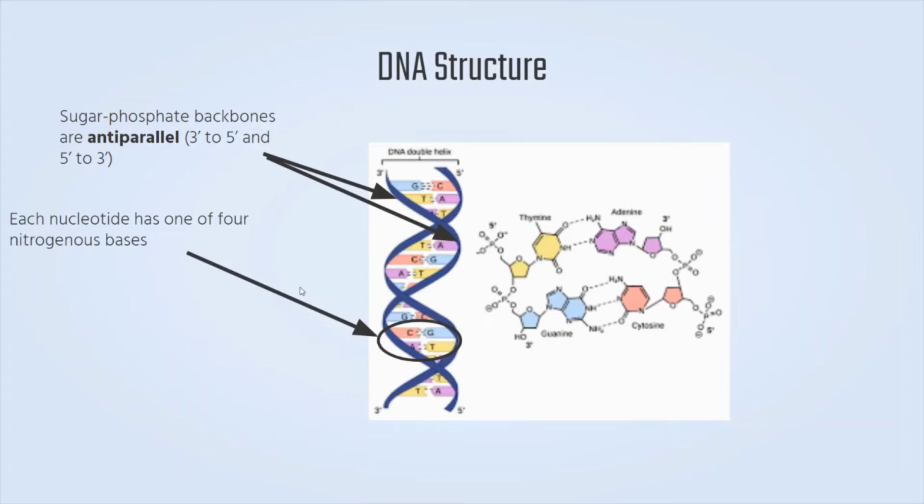Each nucleotide will have one of four nitrogenous bases, being G, C, A, or T. And a purine will always pair with its respective pyrimidine, and A and G will always be purines, and pyrimidines will always be T and C. And A's will always bind with the T's, and the G's will always bind with C's via hydrogen bonds.